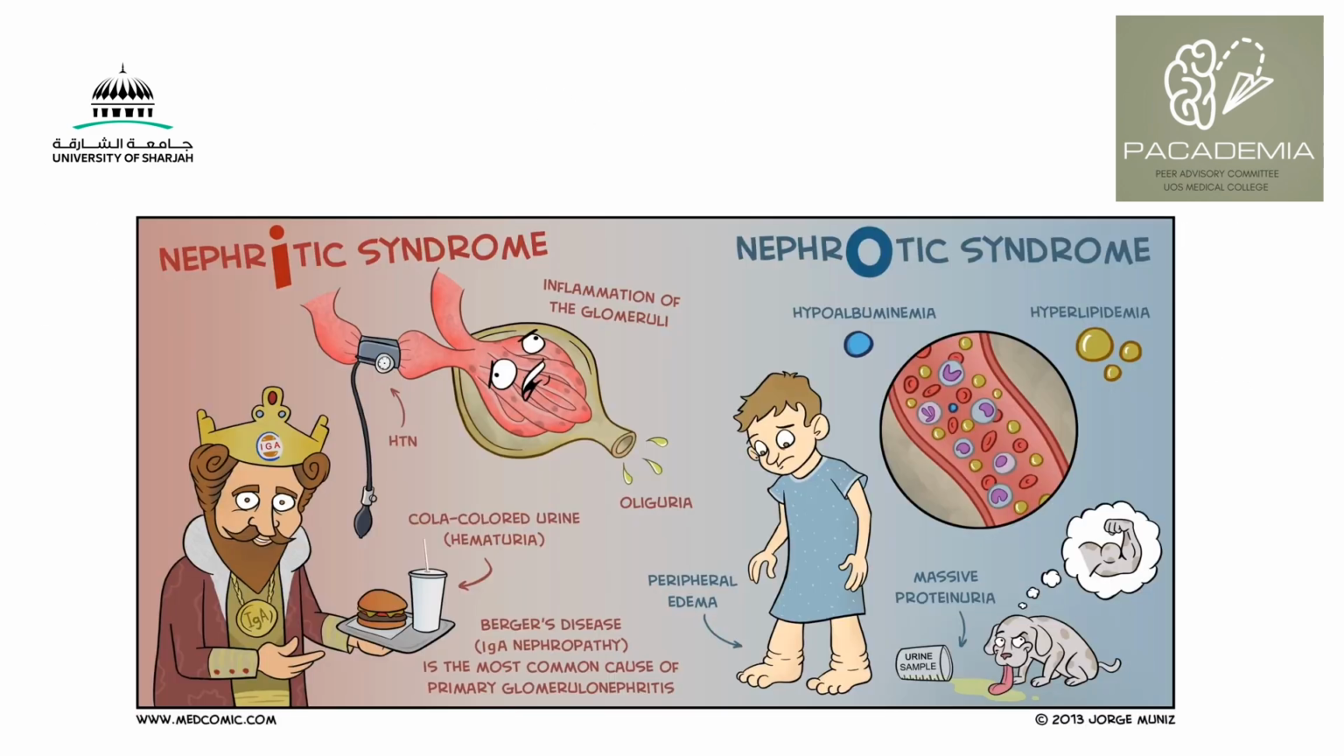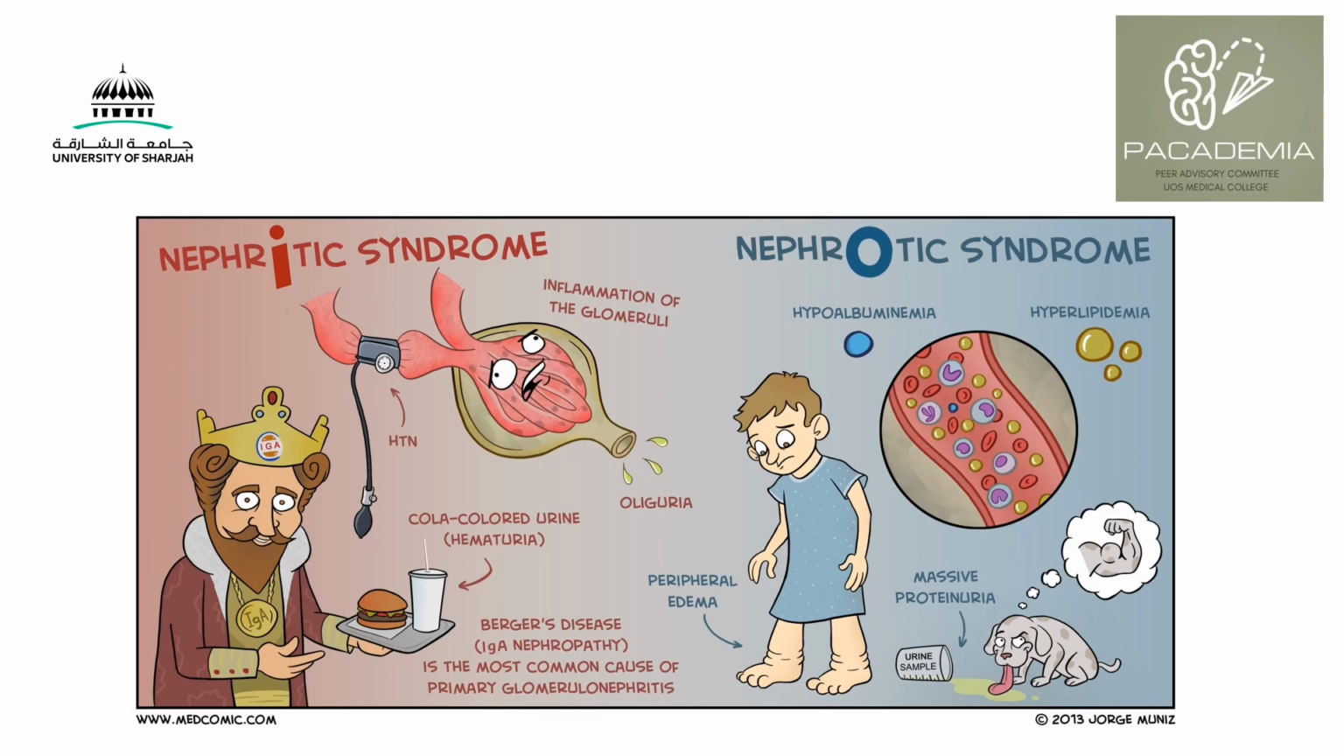So here's a picture about how they're different from each other. There is some similarity, but remember for nephritic that there is inflammation, which leads to hematuria, and also leads to hypertension. And Berger's disease is one of the diseases. We will talk about, inshallah, this disease and also others.